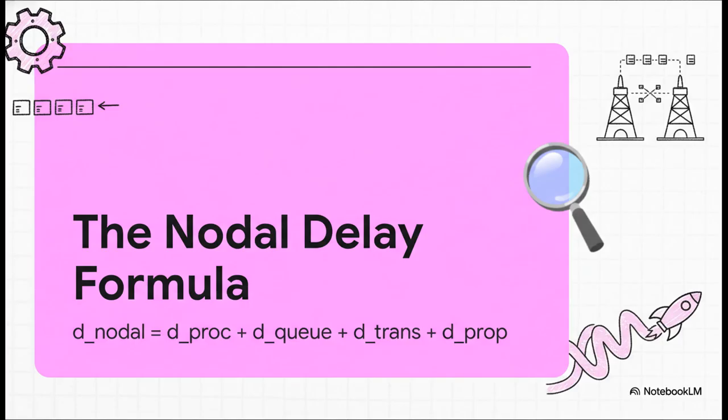And here it is. This is the formula you absolutely need to burn into your brain. The total nodal delay is the sum of processing delay, queuing delay, transmission delay, and propagation delay. This is our roadmap for everything we're about to cover.